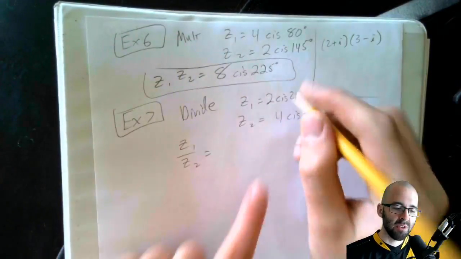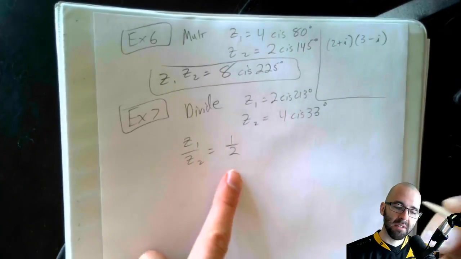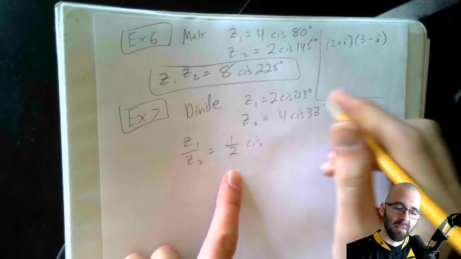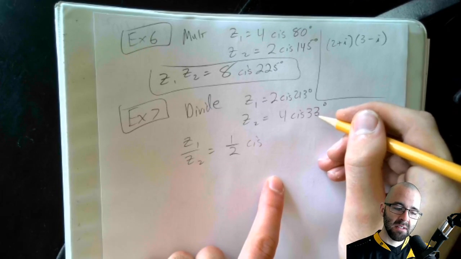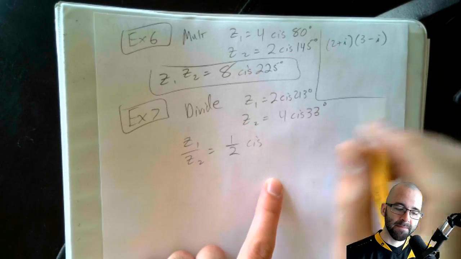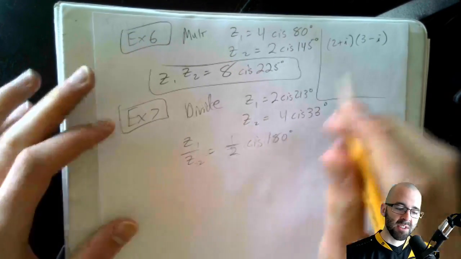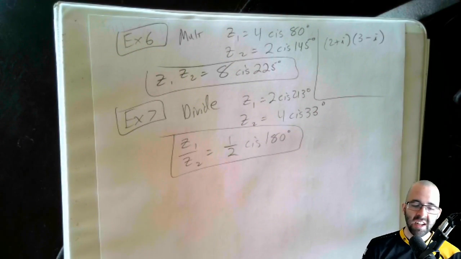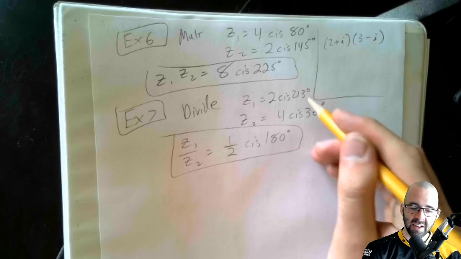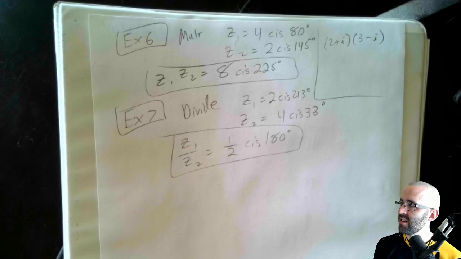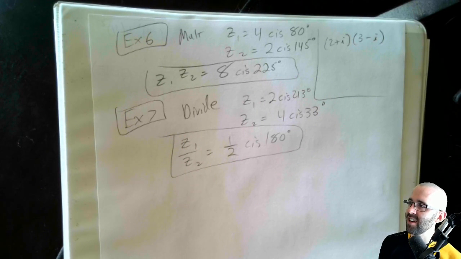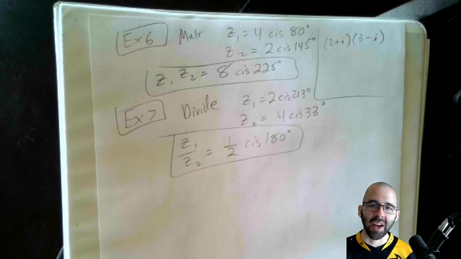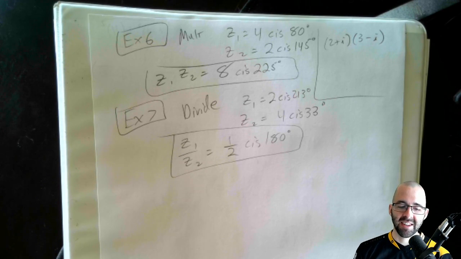Okay, so what's 2 divided by 4? That's 1/2. What's this angle minus this angle? 180 degrees. Just like that. One step that you can do in your head. Well, you might want a calculator for subtracting those angles. But I just think that's crazy, how quick and easy it is to divide these things.